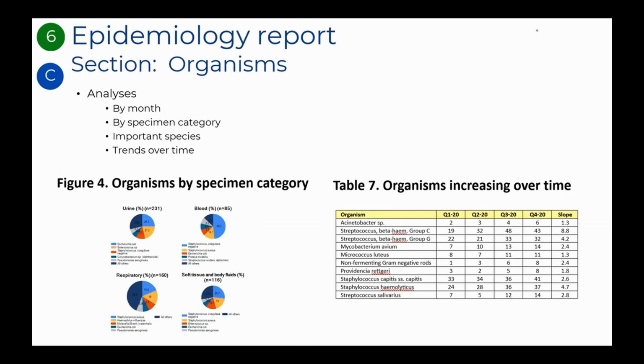Analyses included in the section on organism statistics include the distribution of organisms by month and by specimen category, and a summary of important species of high priority, such as Neisseria meningitidis, and medium priority, such as Salmonella enteritidis. Figure 4 presents the distribution of the 5 most common species identified in each specimen category. In Table 7, we see a list of organisms found to have statistically significant increases in numbers over the course of the year.